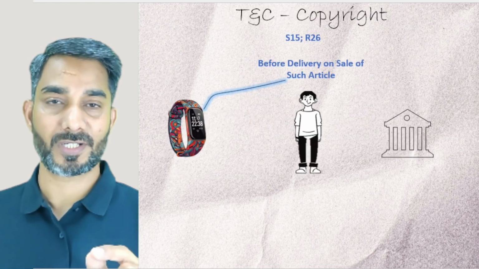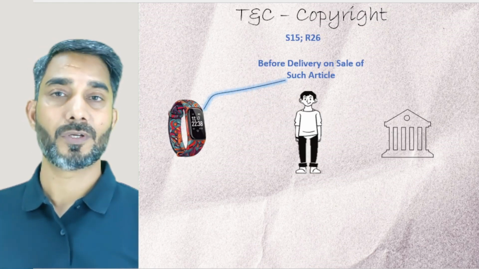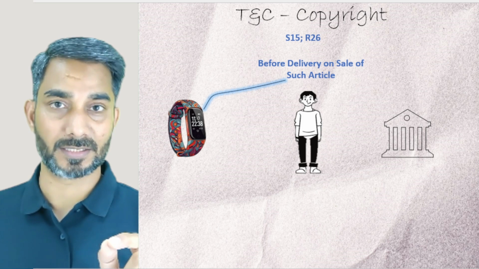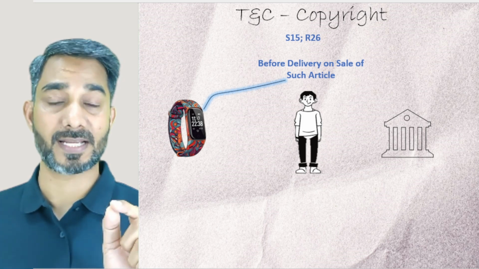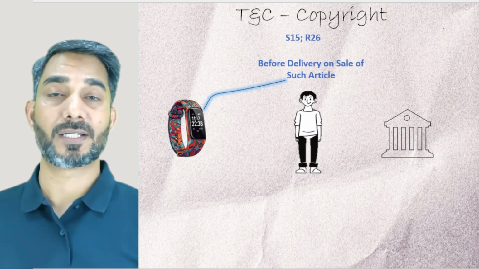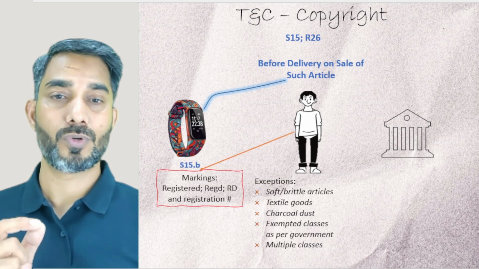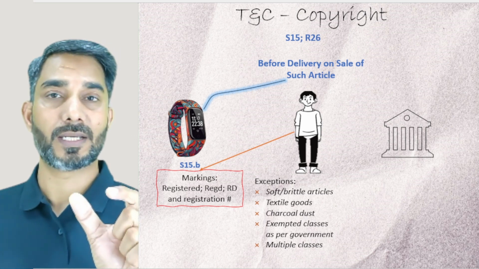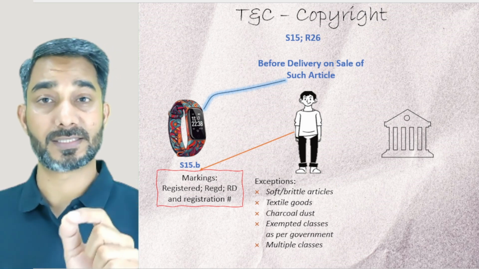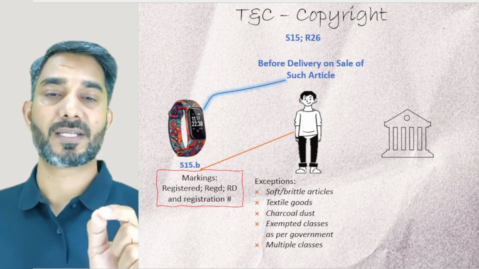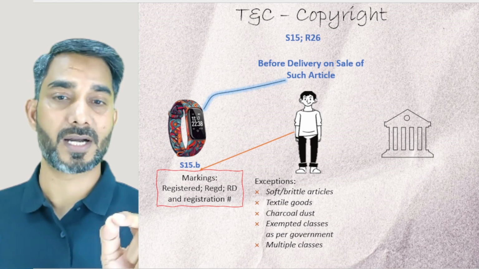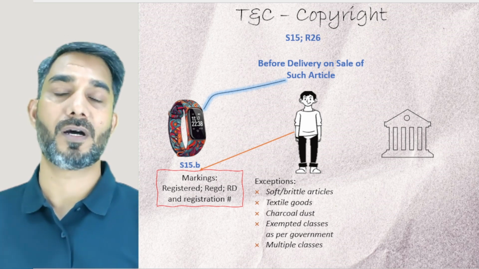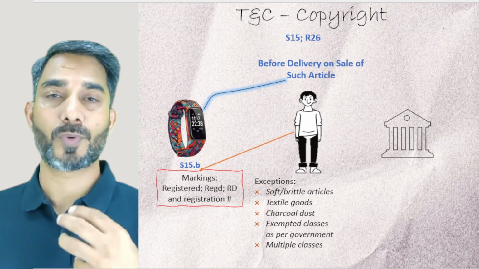As per section 15 and rule 26, before delivery on sale of any articles for which you have obtained the design registration, you are under obligation to mark such articles with appropriate words and number which can indicate that the design is registered. Markings such as registered, REGD, RD, and the registration number of the design should be available on the article.